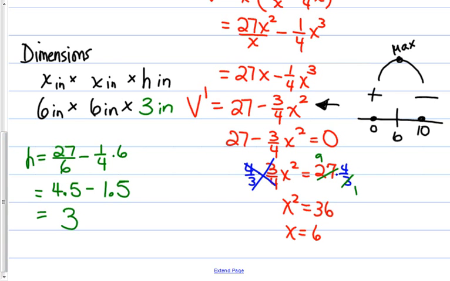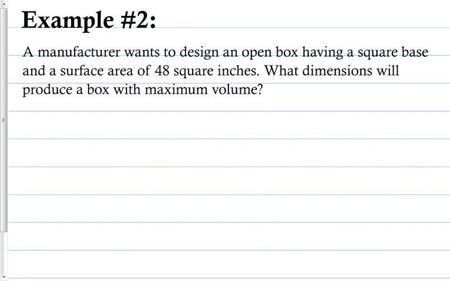Okay, next. A manufacturer wants to design an open box having a square base and a surface area of 48 square inches. What dimensions will produce a box with a maximum volume? If I were you, I would stop this video now and actually try to figure out what your two formulas, or equations, are. And if you wanted to draw a picture, you were more than free to, but you could just use the picture from example 1.